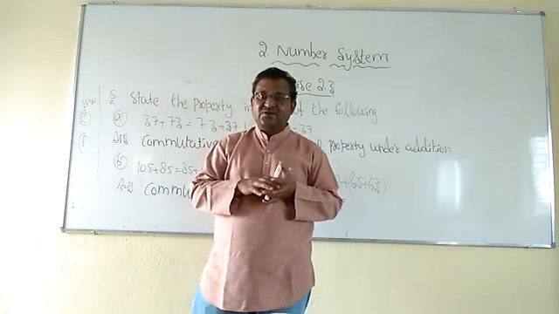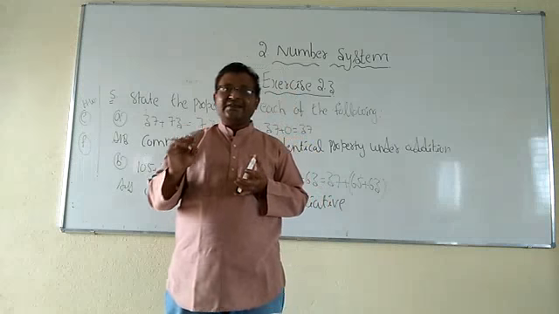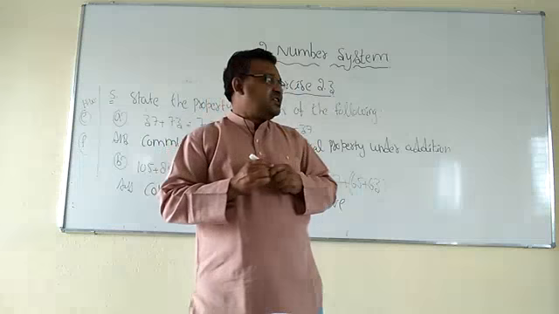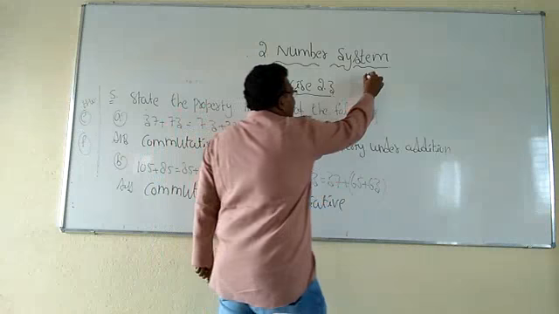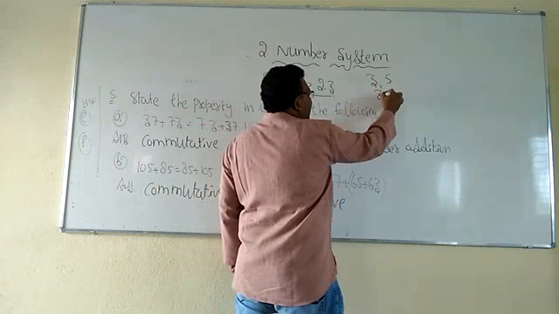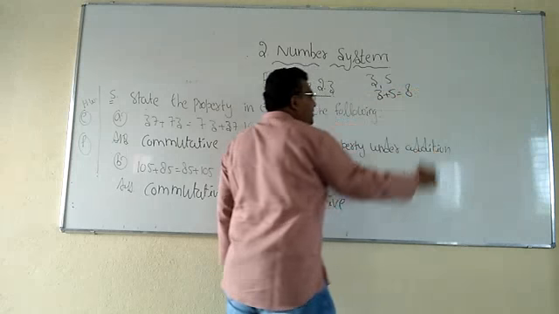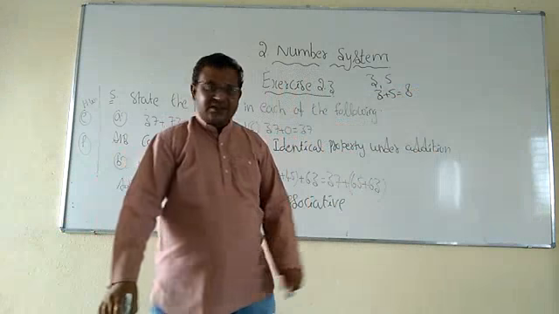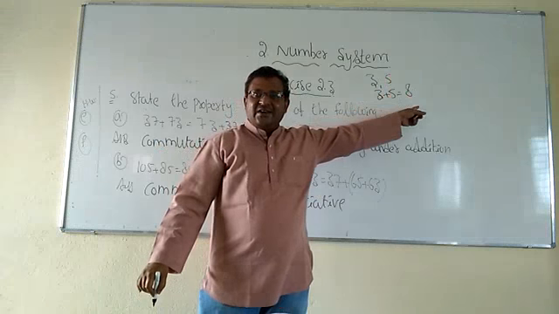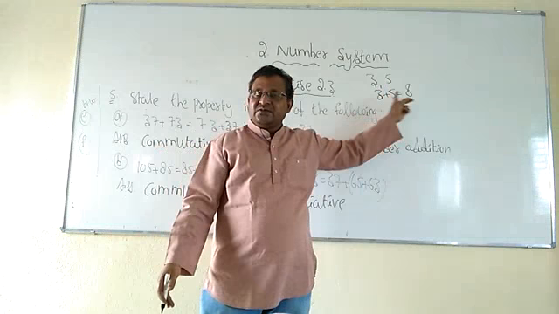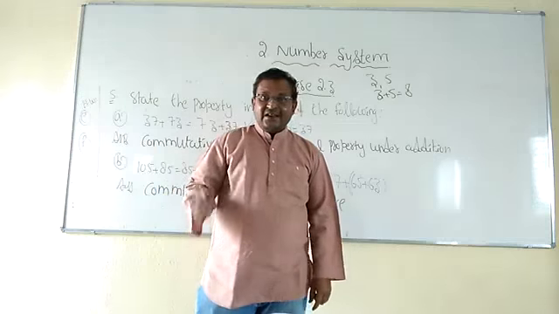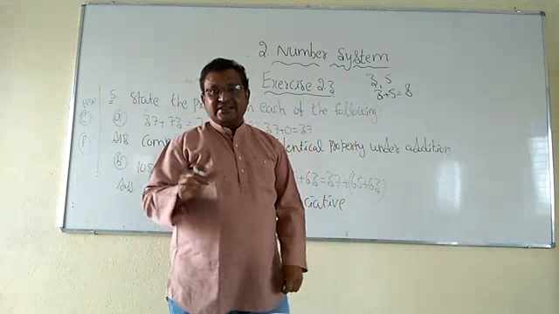For example, the first one is sum of 2 odd numbers is odd number. Take 2 odd numbers 3 and 5. Add them. What you will get? 8. Now you tell sum of 2 odd numbers is odd number. No, it is even number. So statement is false.